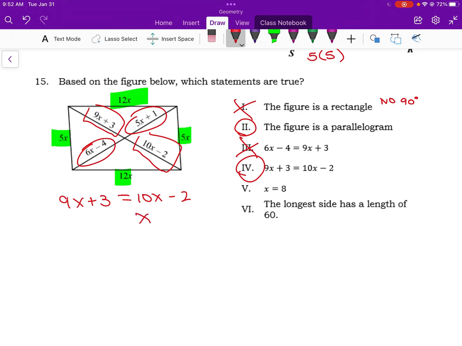Okay, so if I subtract the x over, add the 2, x is 5. Whoops, not 8. Longest side has a length of 60. So if I take that 5 and plug it back in, 12 times 5 is 60. So that checks off. Cool.